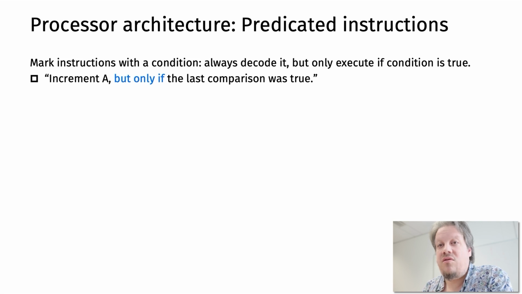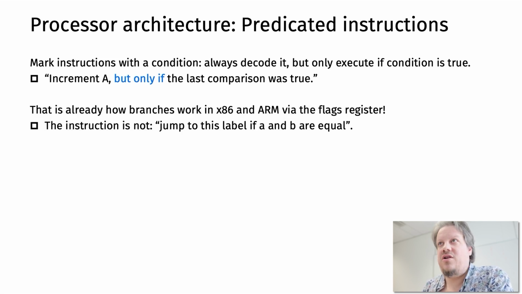We're always doing this instruction. There is a data dependency from the last comparison to this instruction, but not a control dependency. We're always doing this instruction, but maybe we're throwing away the result. And if this sounds like a weird thing to do, interestingly, this is already how conditional jumps work on common architectures. So on Intel, the conditional jump, the way that you do a branch, the way that you compile an if statement, is not an instruction that says jump to this label if A and B are equal. That is not an instruction that you get.